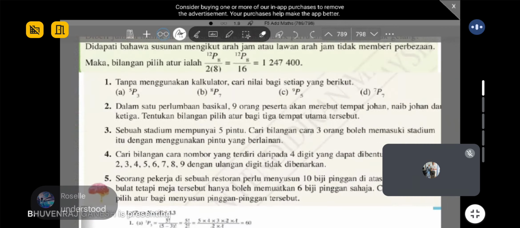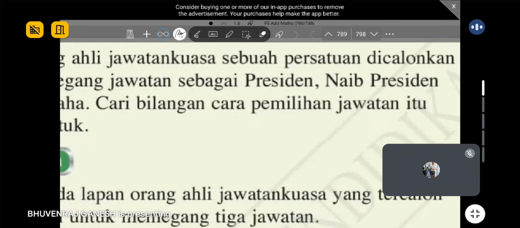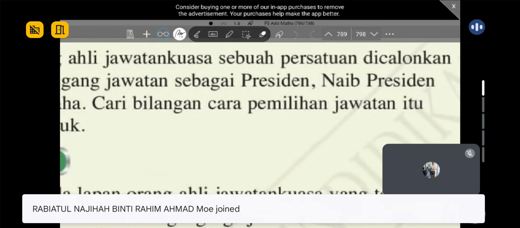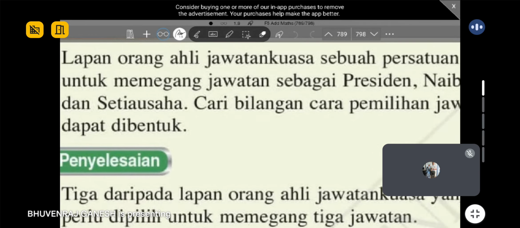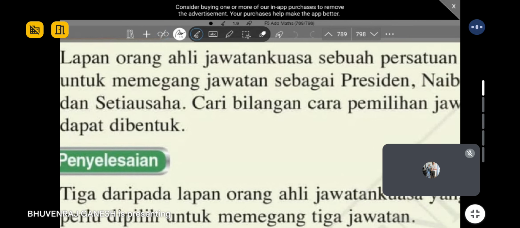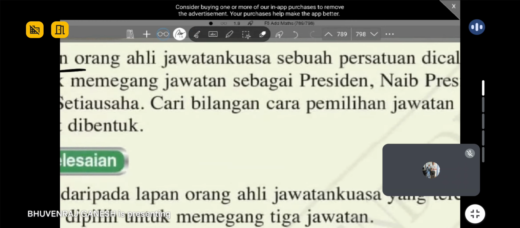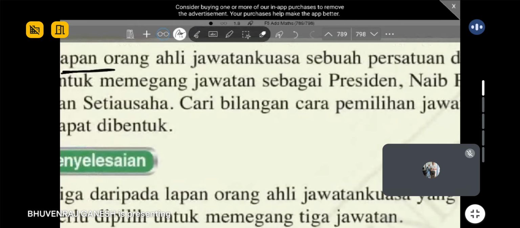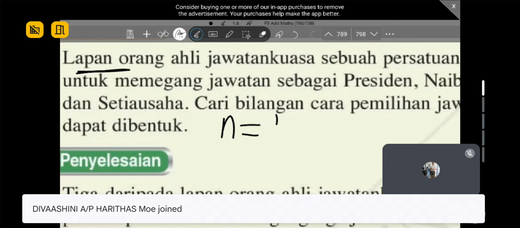All right, next one. So we see example. Suddenly come out president and naib president already. So they ask you how many ways can I form these positions. For those stay BM kamu boleh baca lah. I help those in English. So basically you got 8 people, 8 orang to form a few positions, which is president, naib president, and setiausaha. So guys, how many ways can we form the committee? That is the question. So you got N is 8, R is 3.